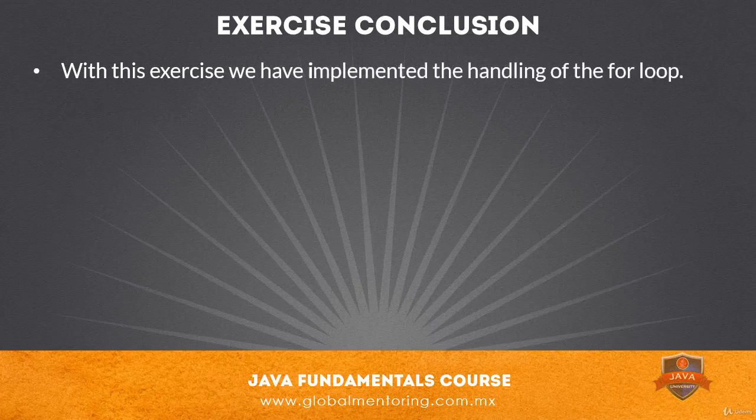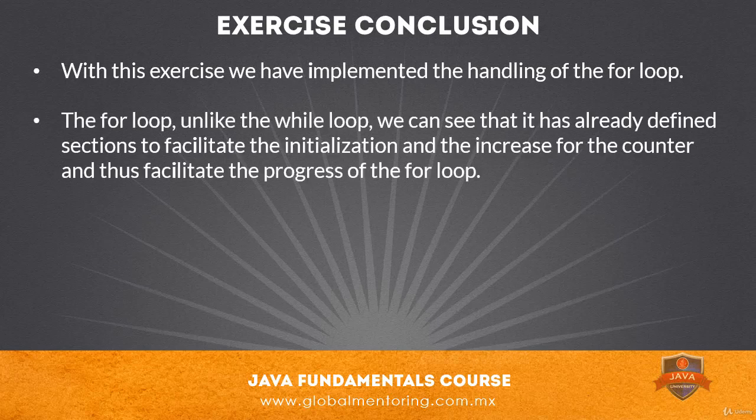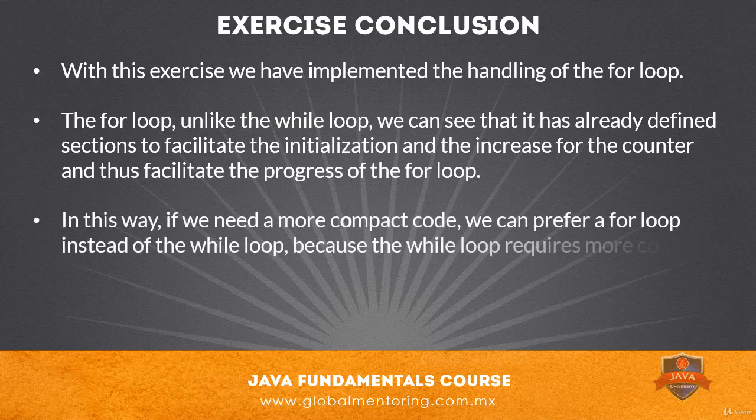Exercise conclusion. With this exercise, we have implemented the handling of the for loop. The for loop, unlike the while loop, we can see that it has already defined sections to facilitate the initialization and the increase for the counter, and thus facilitate the progress of the for loop. In this way, if we need a more compact code, we can prefer a for loop instead of the while loop, because the while loop requires more control to avoid infinite loops. With this, we end the topic of loops in Java.